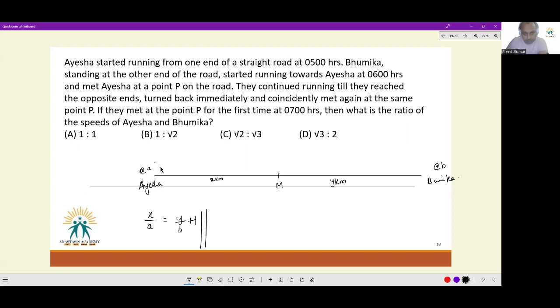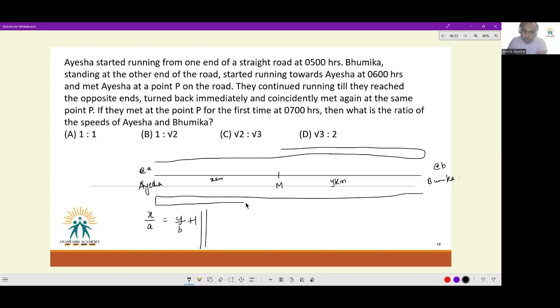When we look at the second meeting, the journey taken by Aisha is going to be like this. The journey taken by Bhumika is going to be this. You can look at this journey in two ways, right from the beginning and from the meeting point alone. When you look at it right from the beginning, Bhumika has traveled y plus x, 2x plus y. Bhumika has traveled this much.